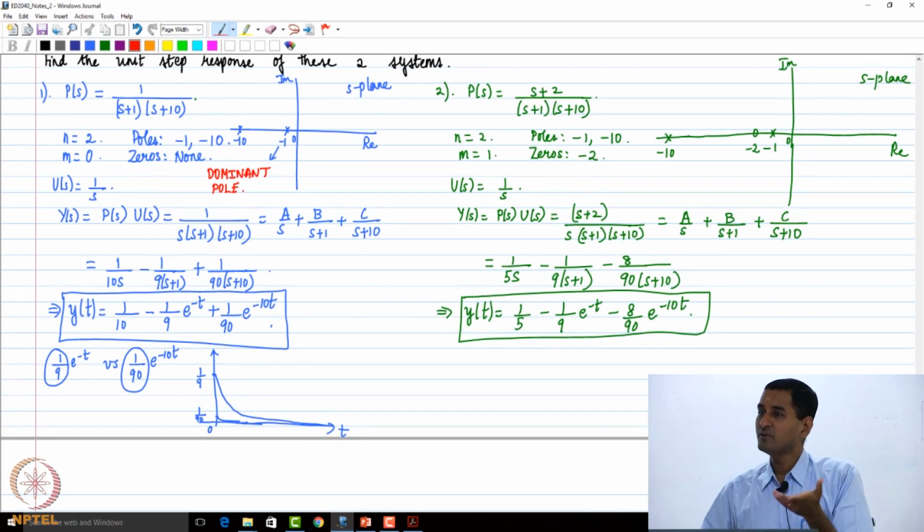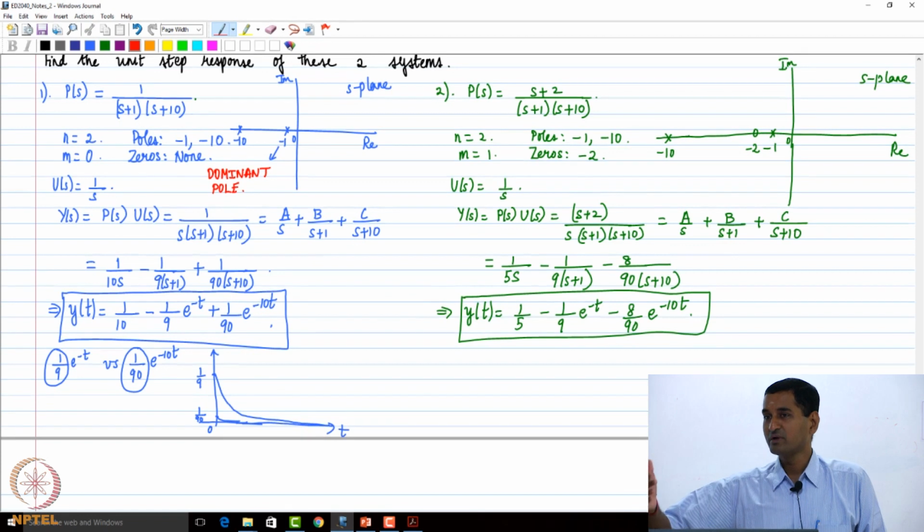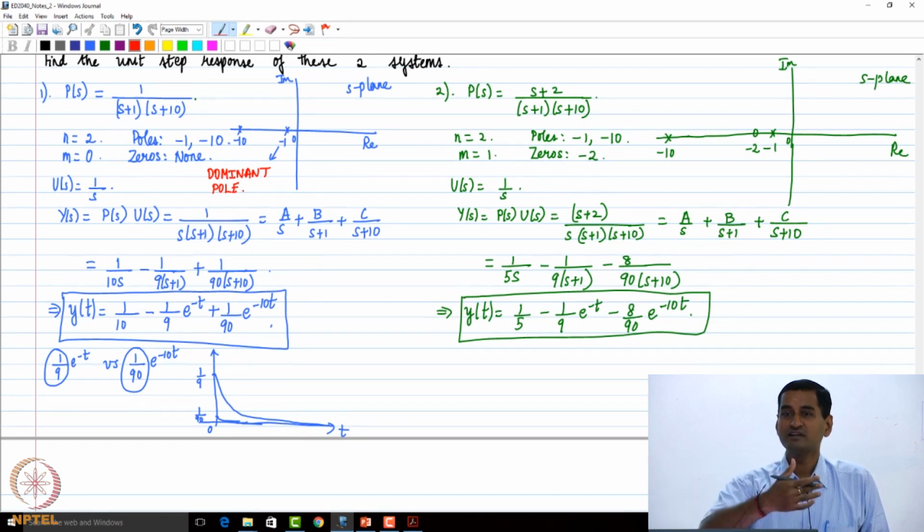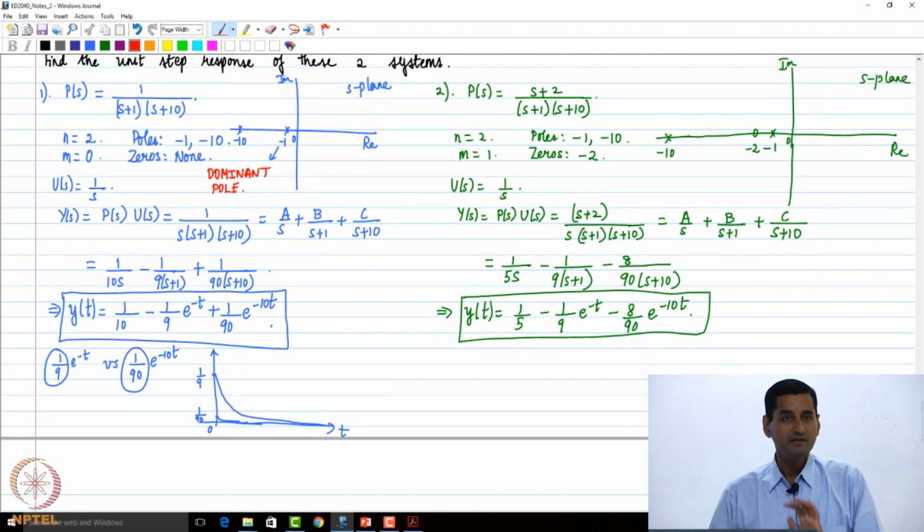And why are they called dominant? Because you can observe that those poles come as the exponents of the exponential function, and they are going to have a more lingering effect on y of t than those which are farther away into the left half of the s-plane. Okay, so that's why they are called dominant poles. Okay, so please remember this discussion. Is it clear what we discussed?